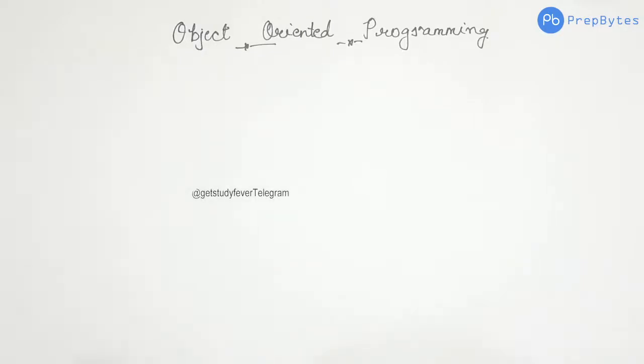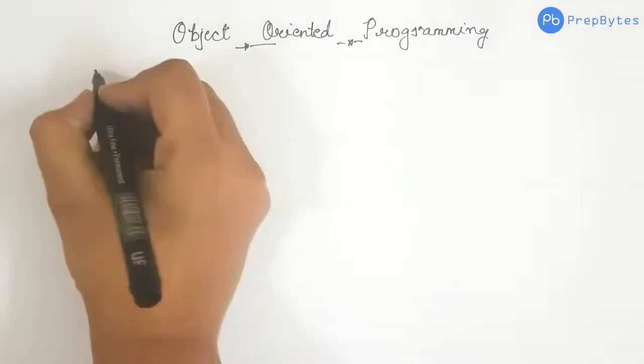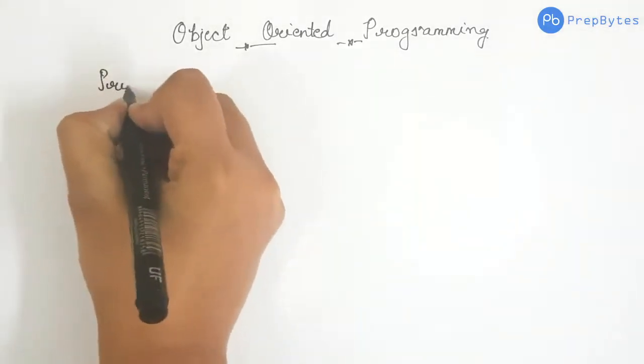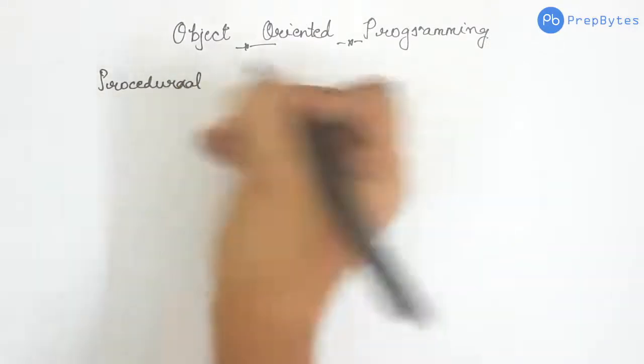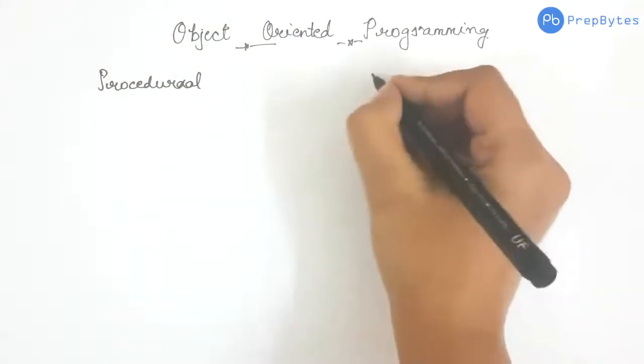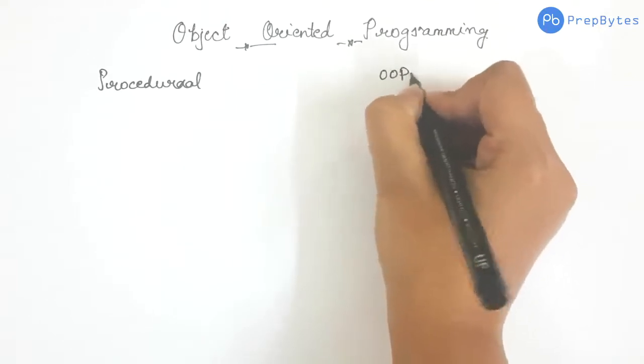So let's take a problem statement, and using it, we will try to understand the difference between the two, that is, the different approach of solving a program using the two programming methodologies. So first we have procedural programming, and we have object-oriented programming.